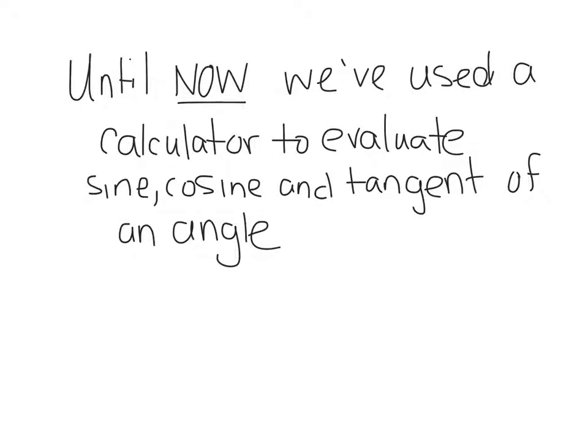Okay, this is just a quick video on special triangles that we learned in class. Up until now we've been using a calculator to evaluate the sine, cosine, and tangent of any angle. So if we wanted to figure out what the sine of 60 degrees equals, we just plugged it into our calculator, hit sine 60, and our calculator told us it's 0.8660254, etc.